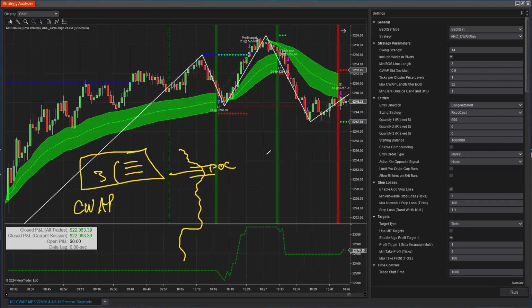versus in a VWAP, you're taking the volume for the entire bar. And in the CWAP, you would just be using these 3 levels to calculate. So that's the difference there.